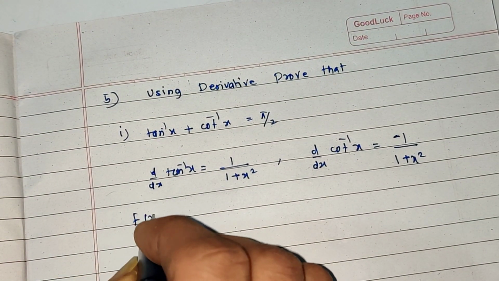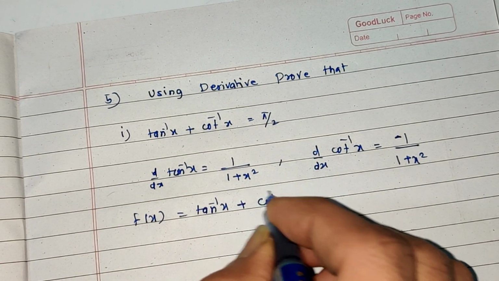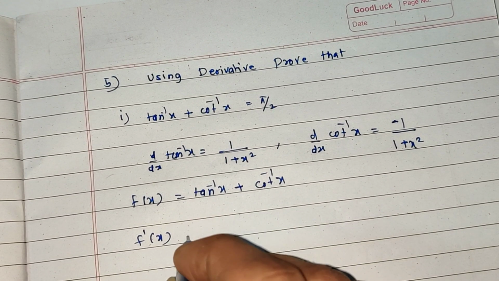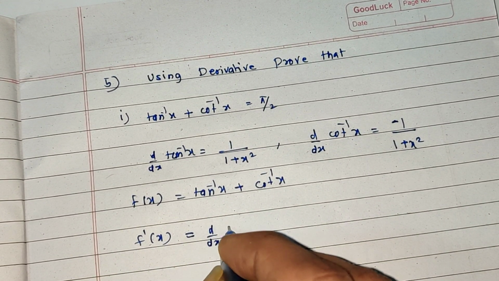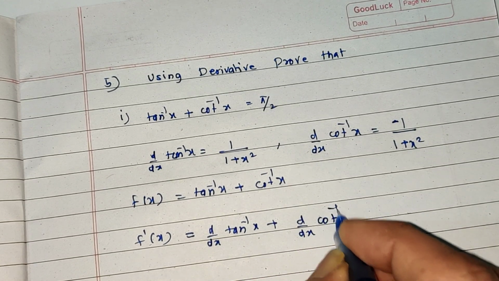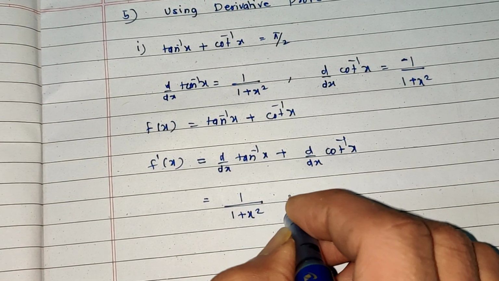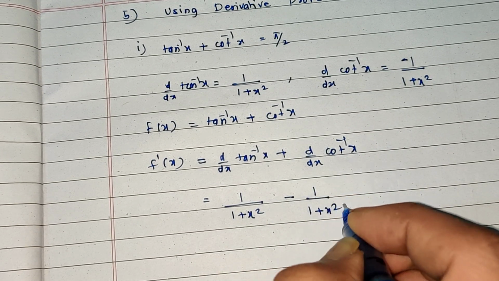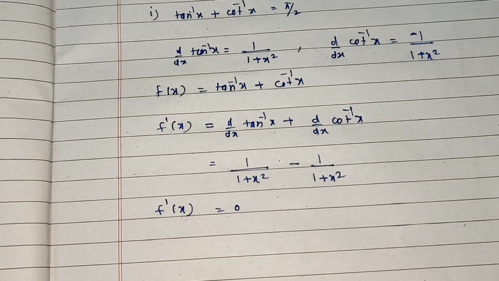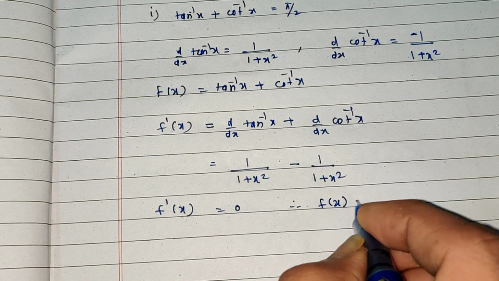Say f(x) is equal to tan inverse of x plus cot inverse of x. Therefore f dash of x means the derivative of this: the derivative of tan inverse x plus the derivative of cot inverse x, which is 1 upon 1 plus x square, and this is minus 1 upon 1 plus x square, which is 0. So f dash of x is equal to 0. The derivative of a constant is 0, so f(x) must be constant. Therefore f(x) must be a constant c.